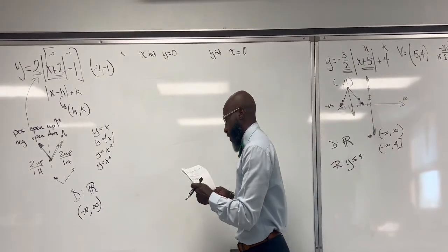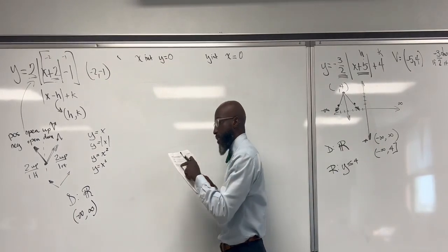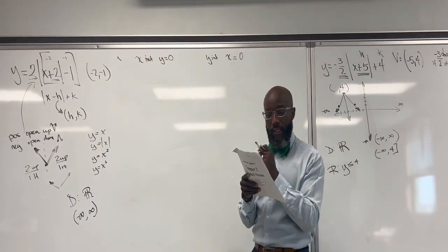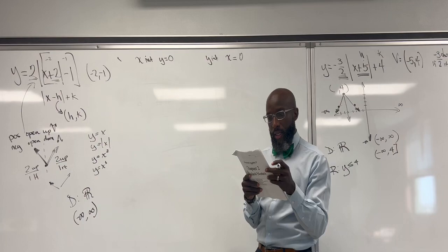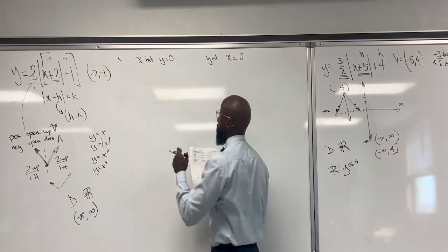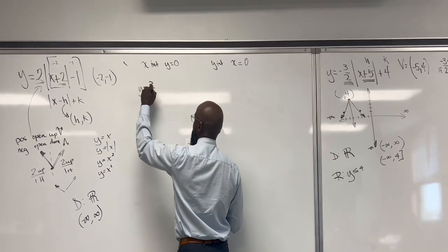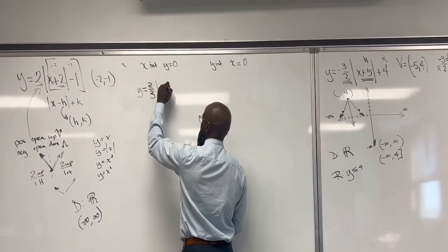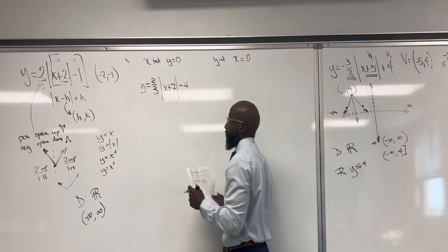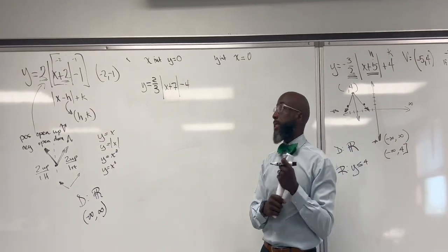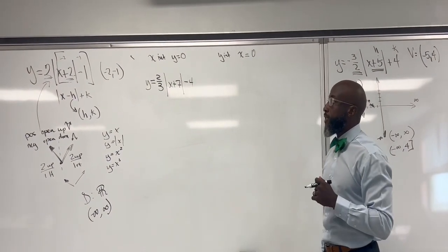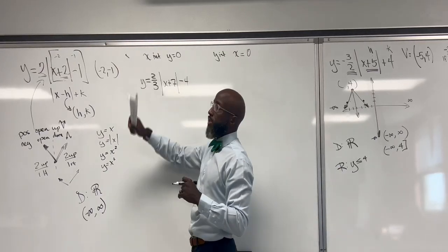All right, so let's look at this problem here. Find the x-intercept and the y-intercept of each function, if possible. And you can make a rough sketch. All right, so let's look at this one. So we got y equals 2 over 3 times the absolute value of x plus 7 minus 4. Okay? All right. First things first, let's find the x-intercept.